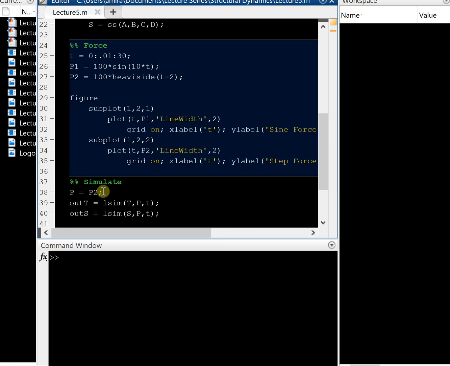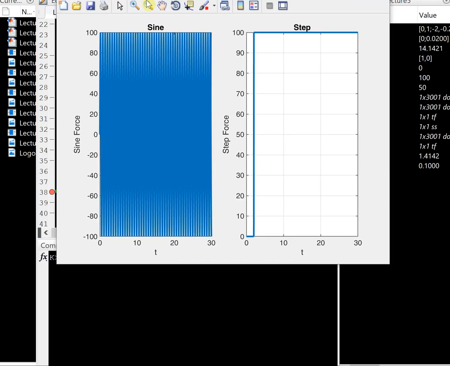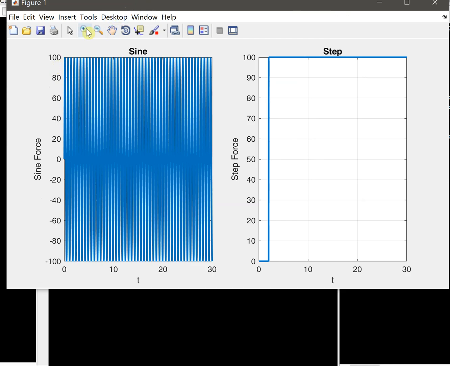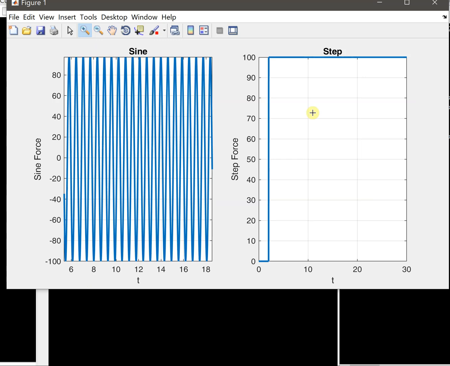So what I can do is to simulate up to this point and show you what the forces look like. And here it is. This is what the forces look like. The sine function looks kind of like that, goes up and down, and the step function jumps up at roughly between 2 and 3 seconds is what I think it is. Okay, these are sine and step.